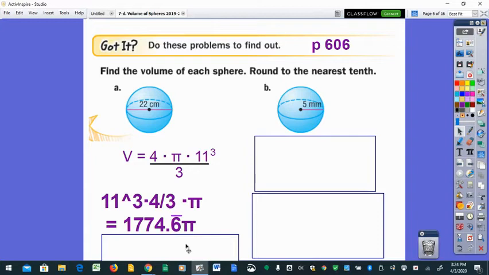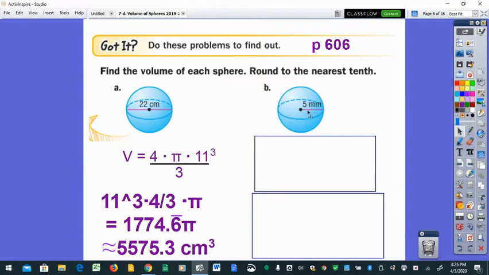1774.66666, and at the very end of the calculator you'll notice a 7 because the calculator has run out of room and is rounding. But the exact answer would be 1774.6 with the bar notation times pi. Now times it by pi, and you'll see that the volume of this sphere is about 5,575.3 centimeters cubed. Again, I'm going to warn you that the number one mistake here would be to square it, and the other mistake would be to put the 22 in, which is the diameter, not the radius.